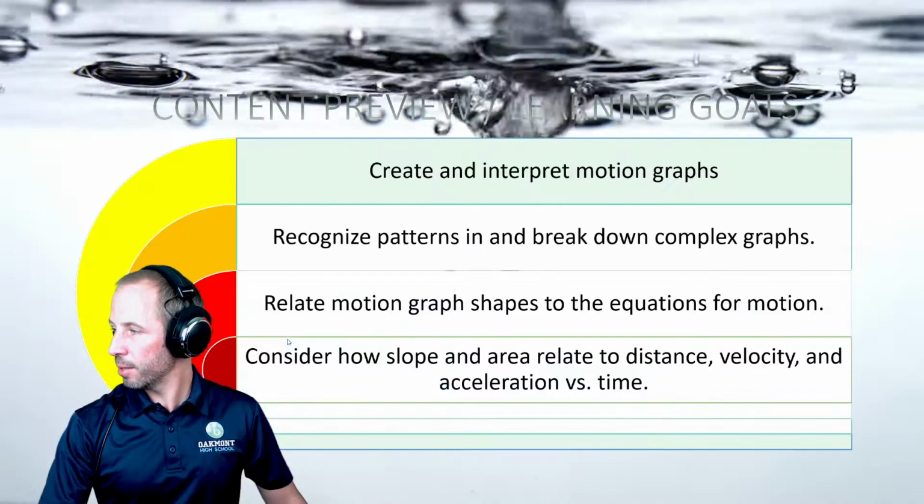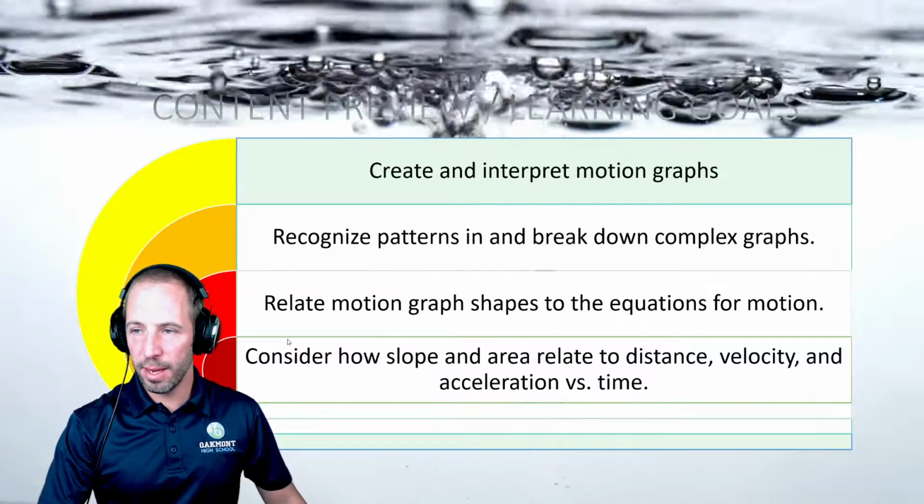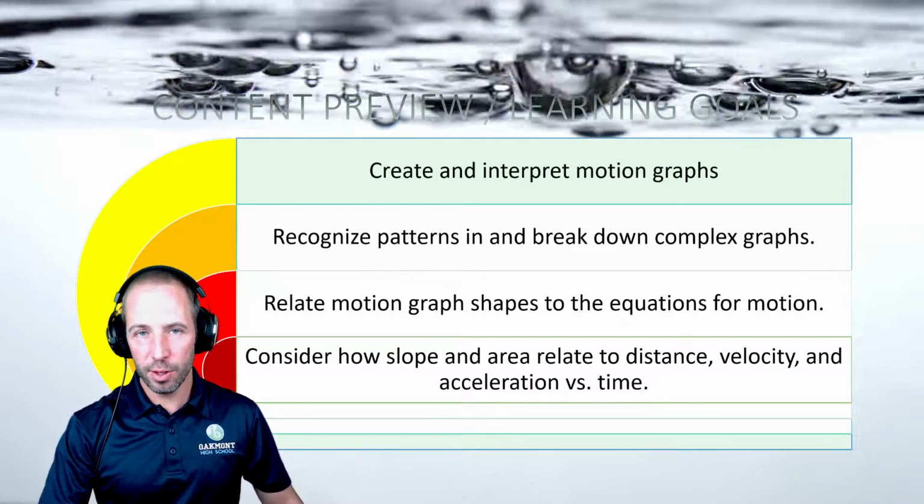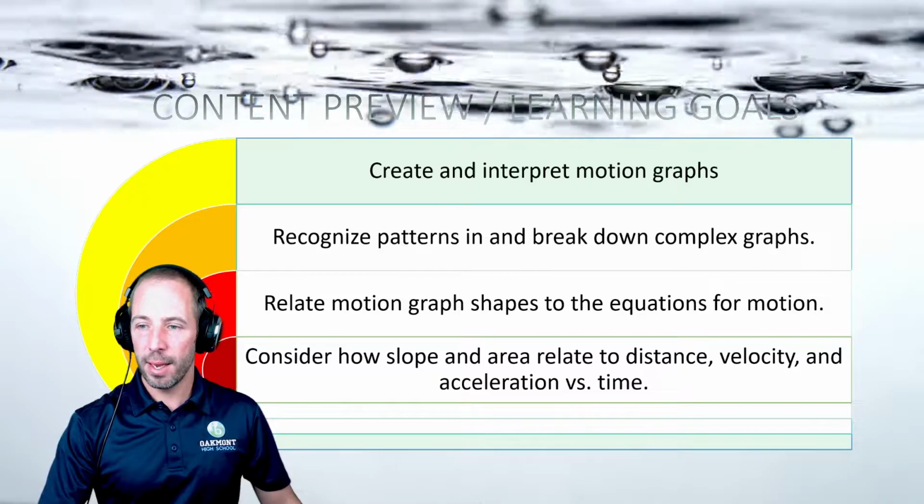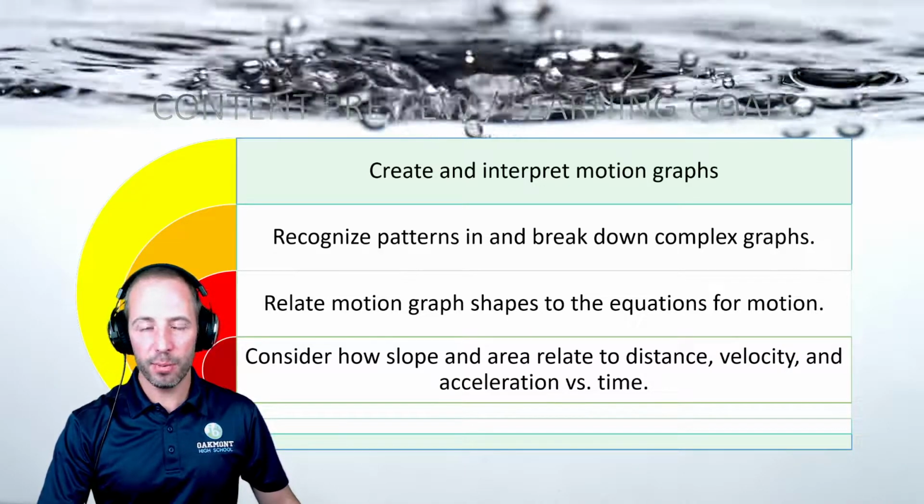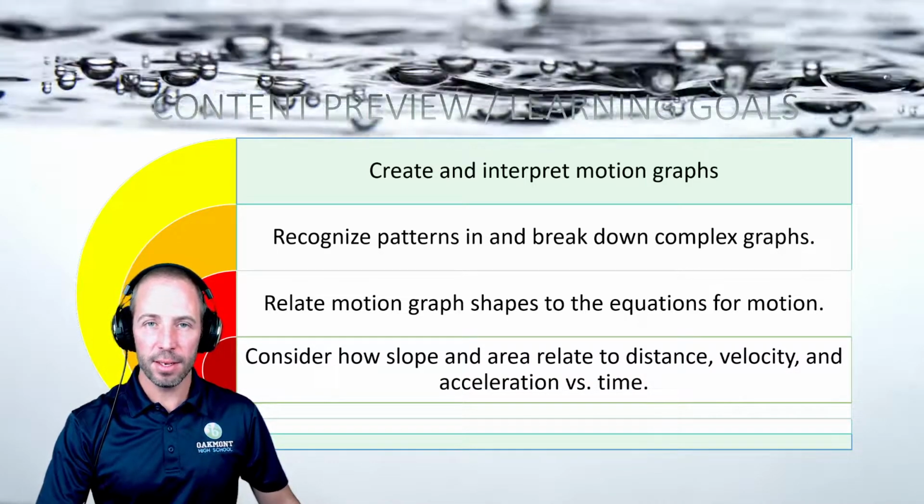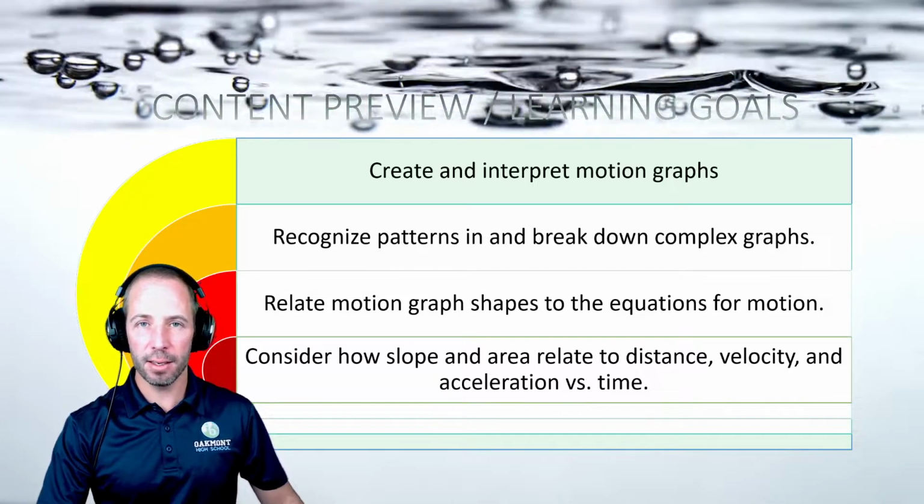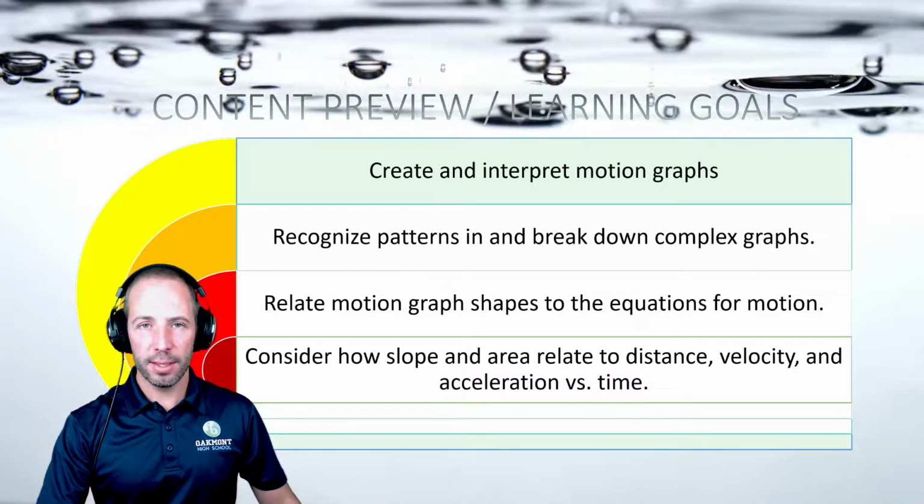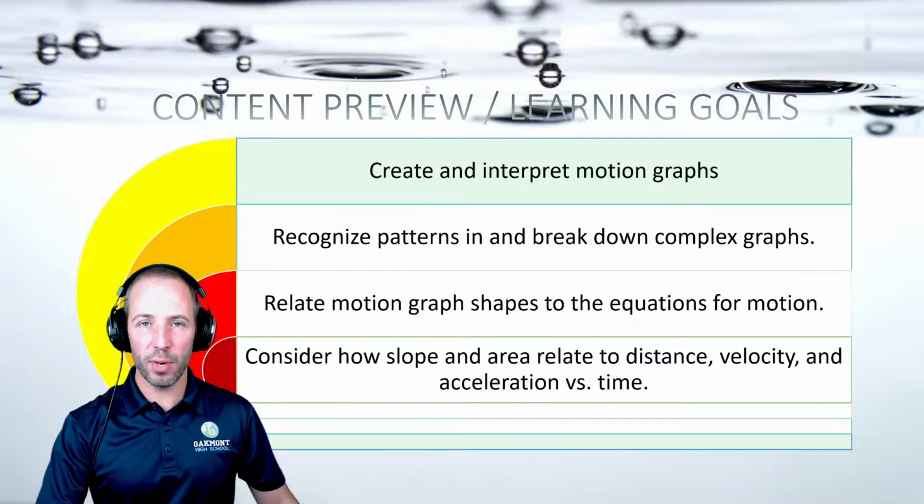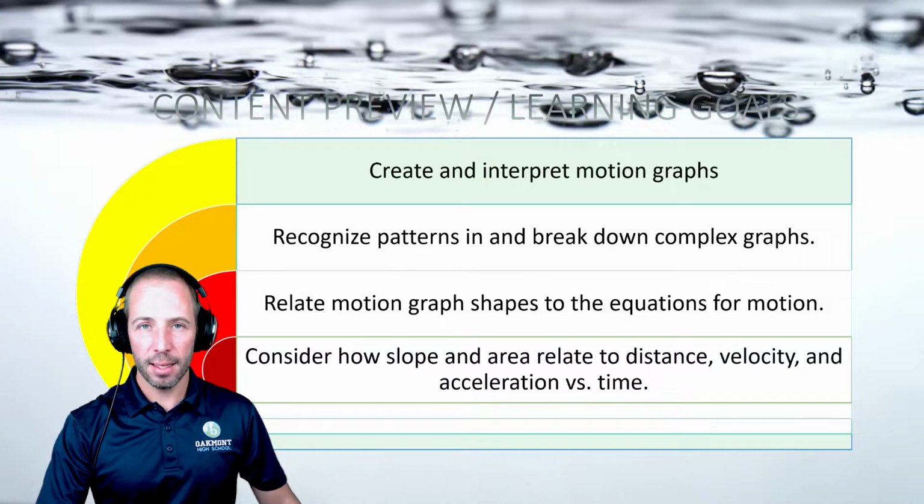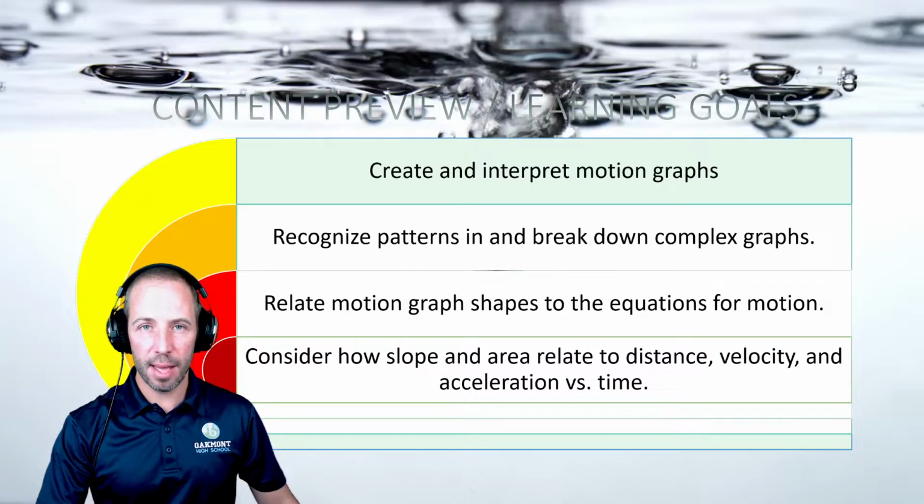All right, so getting started. By the end of today, you're going to be able to create and interpret motion graphs. They come in stacks, and we're going to work with that. We're going to break them down in terms of the patterns that you're going to see over and over again, at least at our level of physics. We're going to take a multi-step graph, break it up into chunks, and deal with one piece at a time. That'll make things a lot easier.